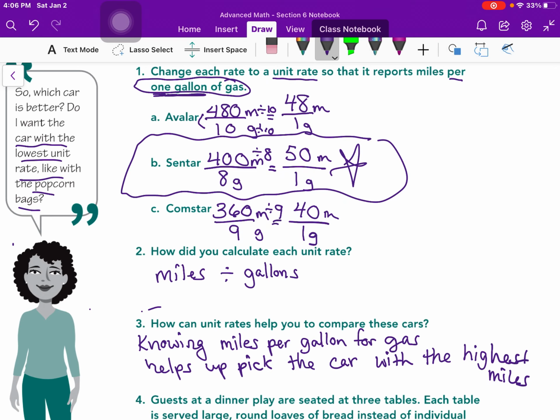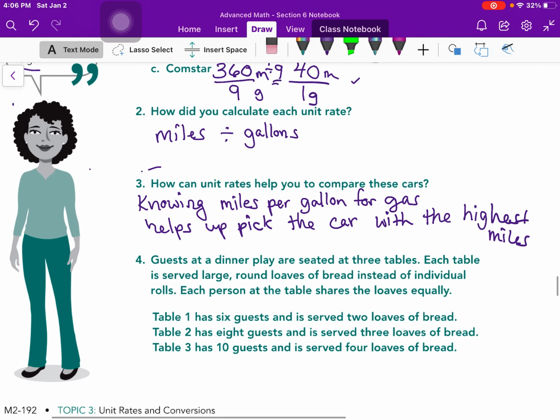of gas, I can travel for 50 miles. This guy ran out of gas, and this guy ran out of gas a long time ago. I can go a little bit further, which means I can go further for my money. That's definitely the one I want.